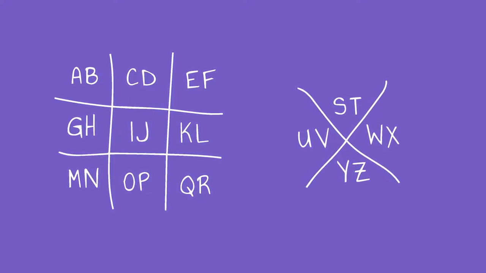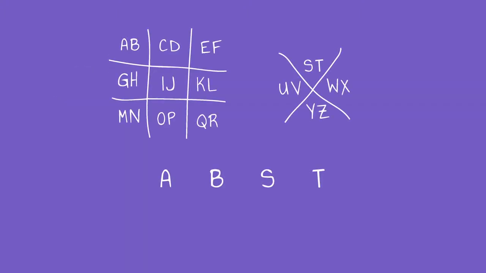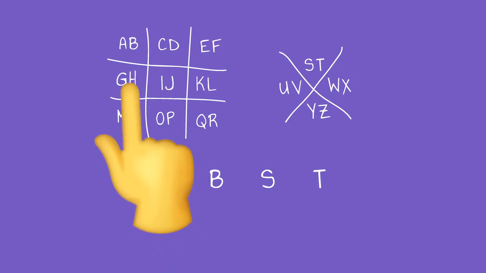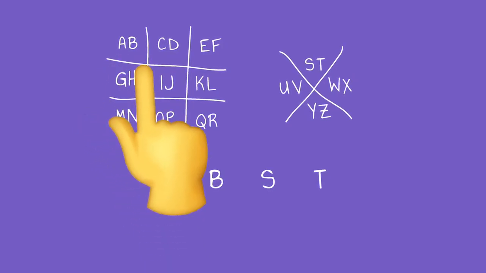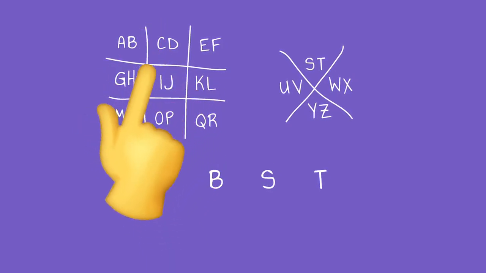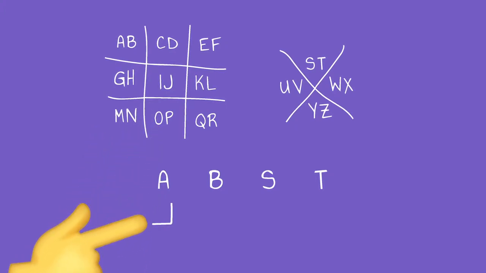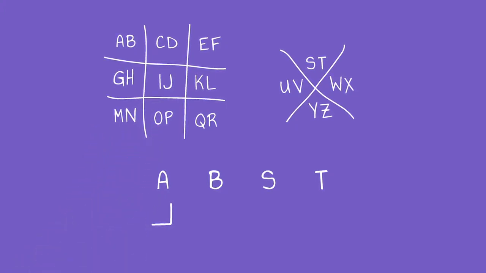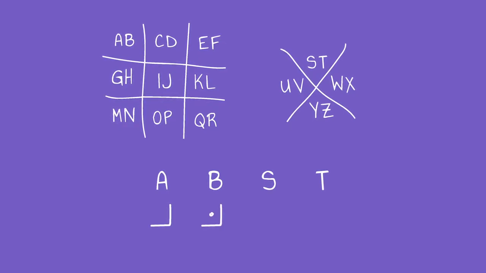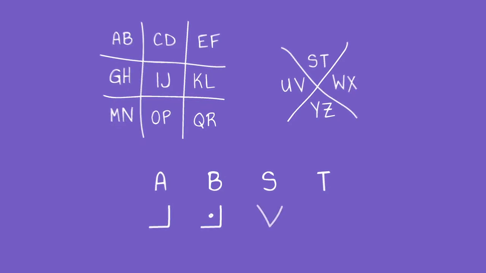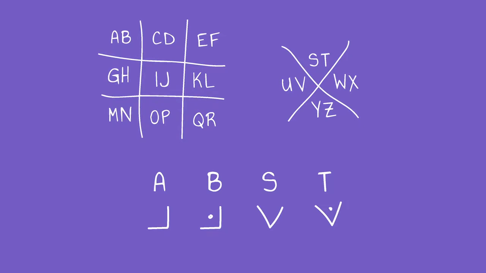To start writing your secret message, you take the first letter of your message, find this in your key graph. Look at the lines that are drawn around it. Copy the form of that line in the coded version of your message. If the letter that you want is the second letter in that box, you copy the form and you add a dot. The A is the shape. The B is the same shape with a dot in it. The S is this shape. And the T is the same shape with a dot in it.